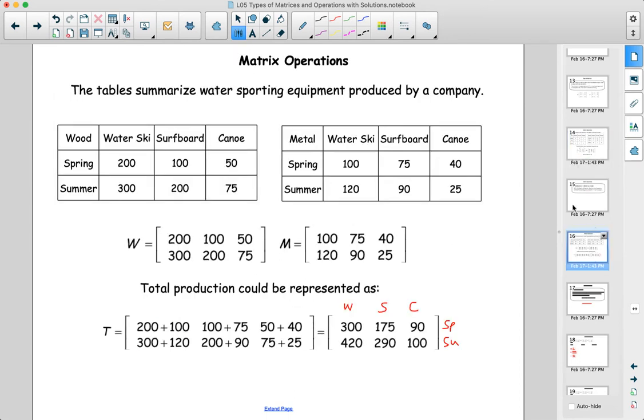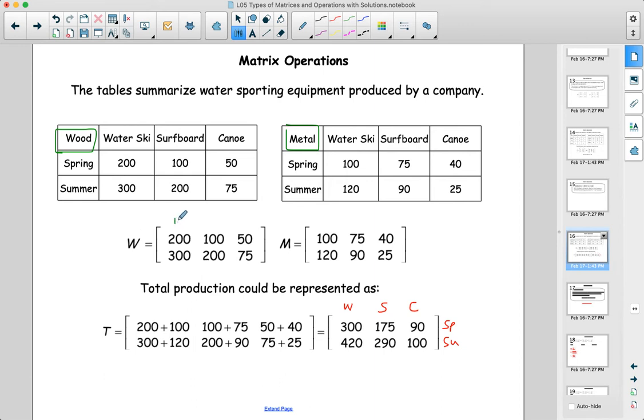We'll look at it again through the lens of a problem. This table is summarizing water sporting equipment produced by a company. This one is for the product made out of wood, and this is for it made out of metal. So we could create a matrix representing W, the things made out of wood.